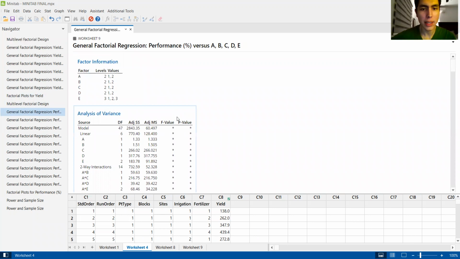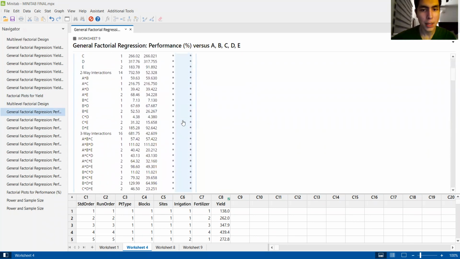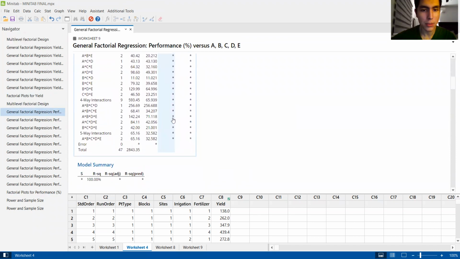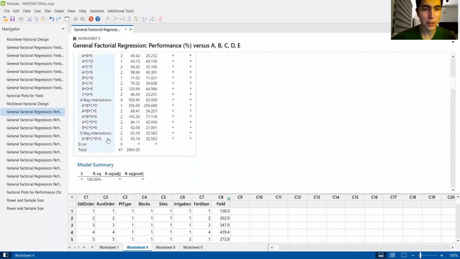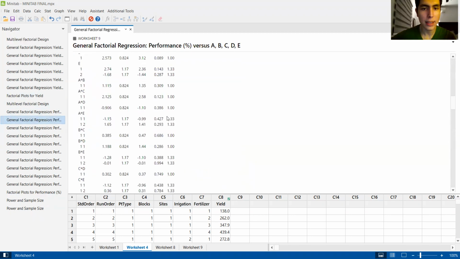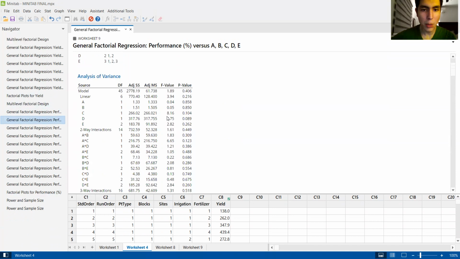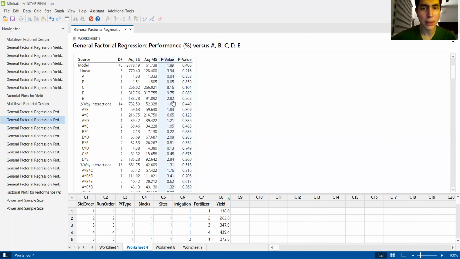As well as on datasheet number 5, we can see that for the F value and P value there's no number, just an asterisk, as well as on the model summary. So first, I decided to take out the 5-way interaction. After doing that, I did the analysis again. Now we can see there are values for F value and P value.